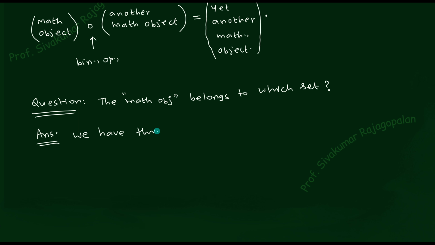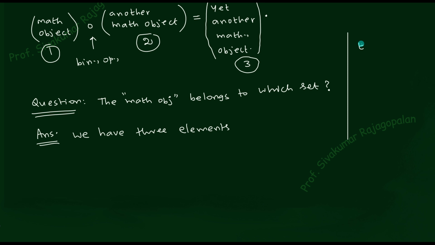So we have 3 elements. Where is the first one? Yeah, that is the first mathematical object. Second element, third element. Element means object, both are the same. So if you want, I will write that down. There are 3 mathematical objects or 3 elements. So I will write that element and mathematical object are basically the same thing.